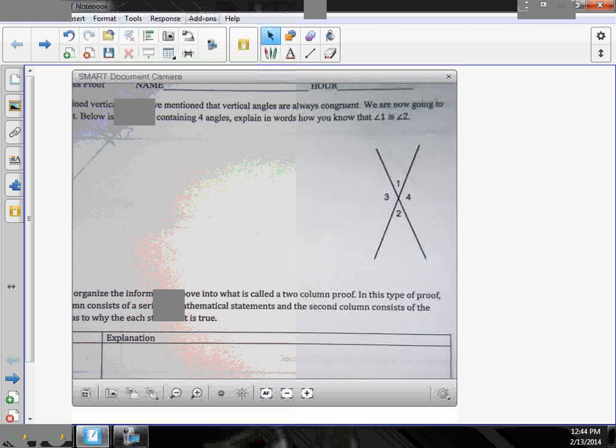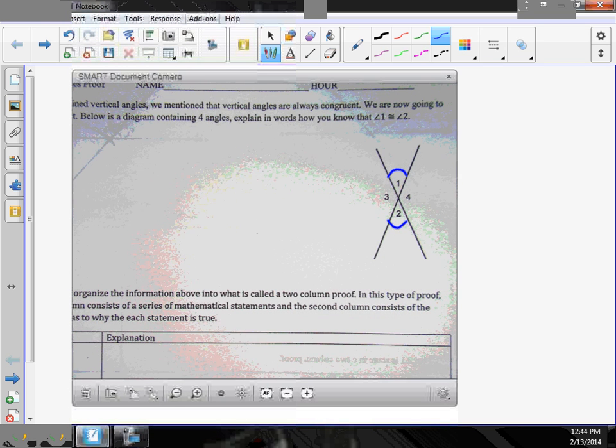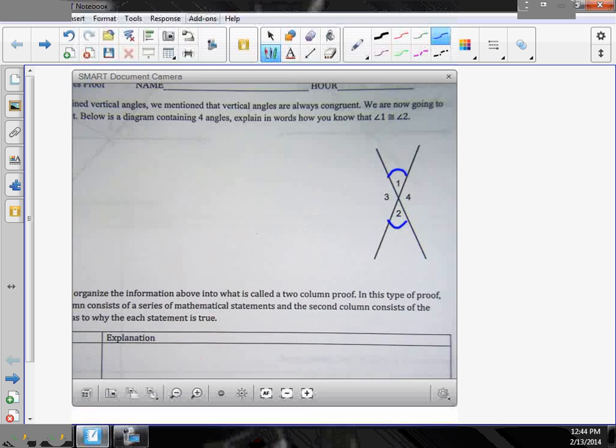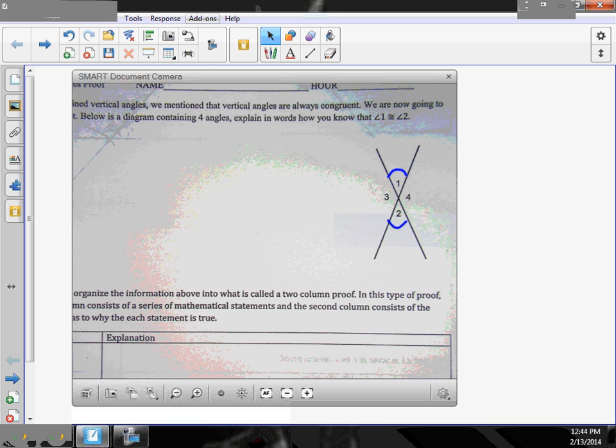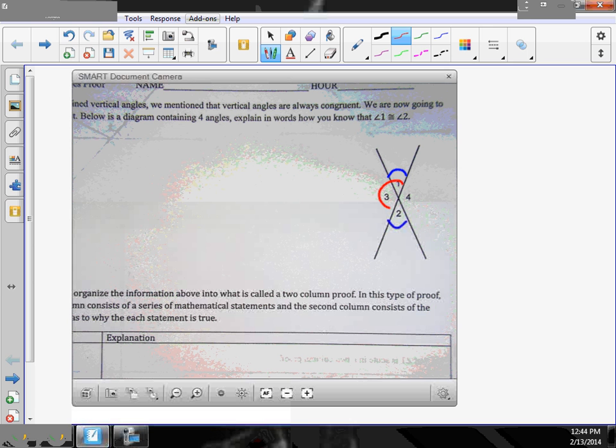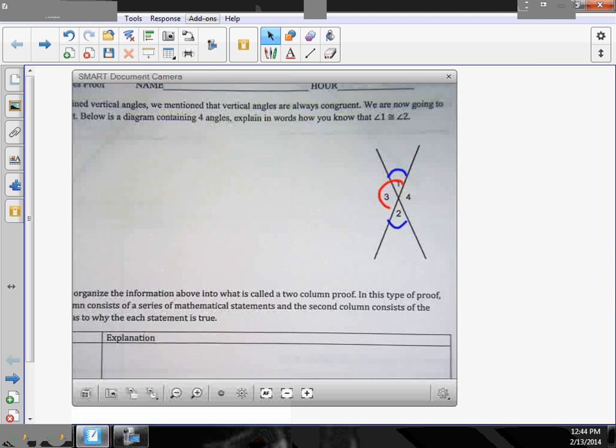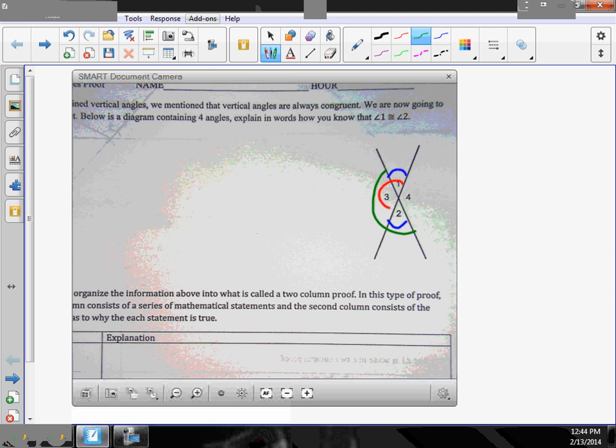So let's reason through this. How can we figure out that angle 1 and angle 2 have the same measure if all we know is that the lines are straight? Yeah, we've defined linear pairs, supplementary, all of those things. Good. 1 and 3 are a linear pair. Also, angles 2 and 3 are a linear pair. Well, how does that help?